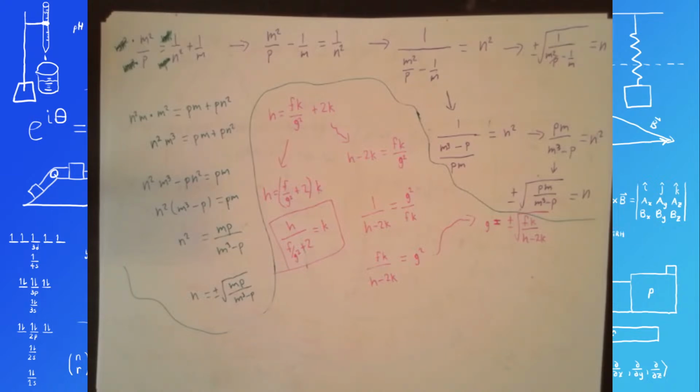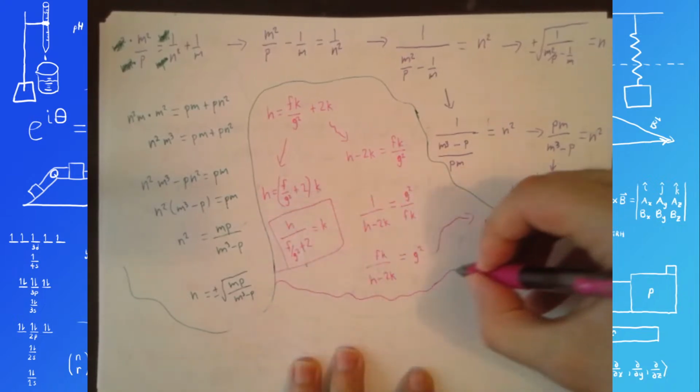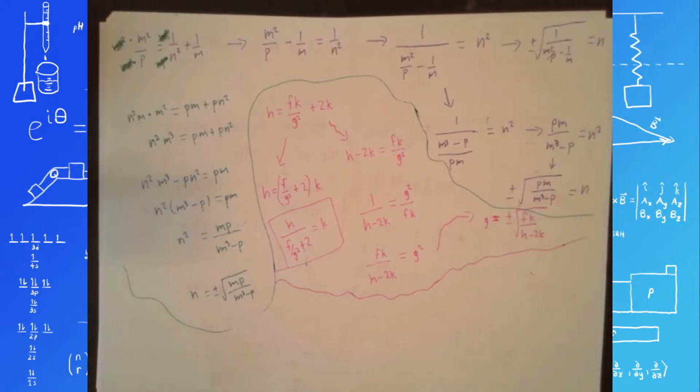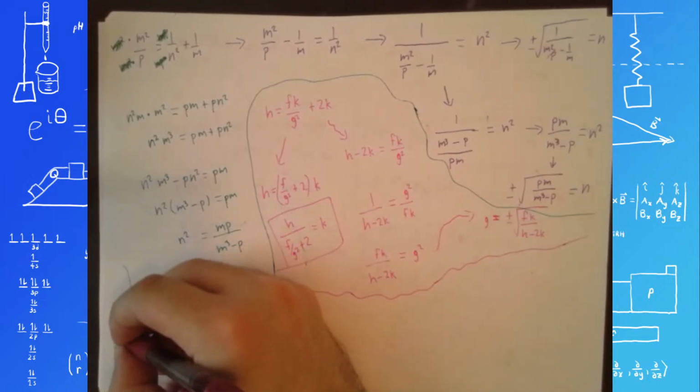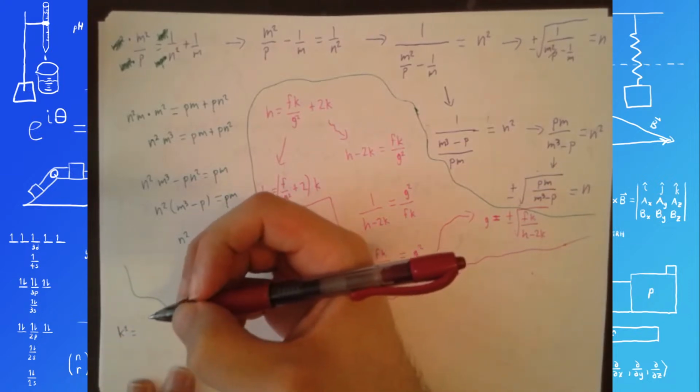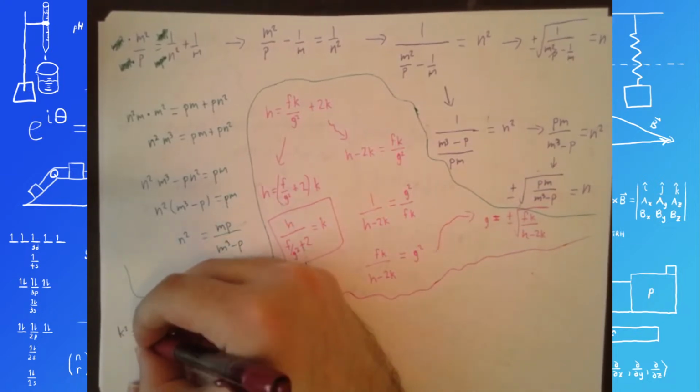Next one says k squared equals j squared plus 4fg. And it says solve for j, then solve for f. So let's draw a divider there. And let's go for this color now. K squared equals j squared plus 4fg.